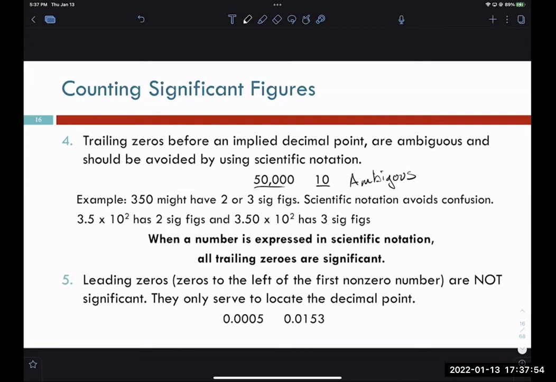Can you just say the sentence again? Because I'm copying what you're saying. Okay, yes. If we have trailing zeros before an implied decimal place, those are ambiguous if there's not an actual decimal place.